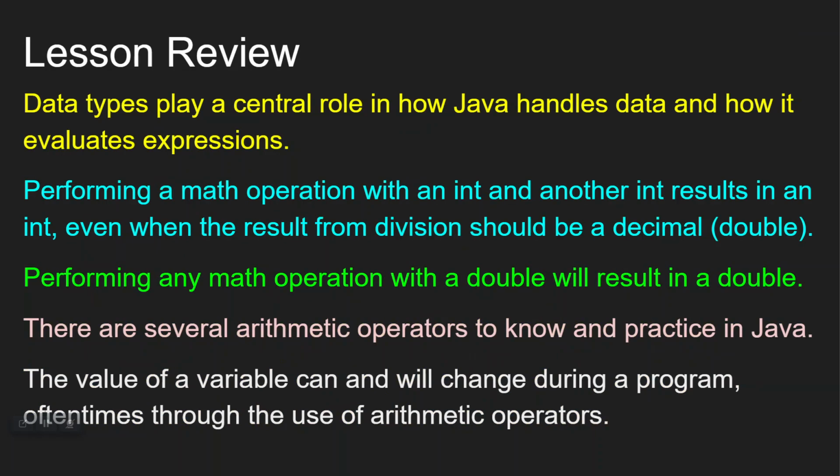Okay, lesson review. Data types play a central role in how Java handles data and how it evaluates expressions. So it's very important to pay attention to the data type for variables. Performing a math operation with an int and another int results in an int, even when the result from the division should be a decimal or a double. So we have that problem of truncation that we have to watch out for. Performing any math operation with a double will result in a double.